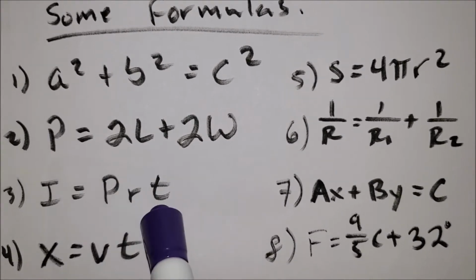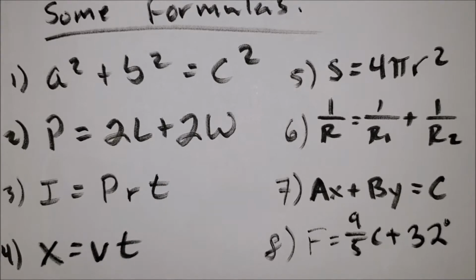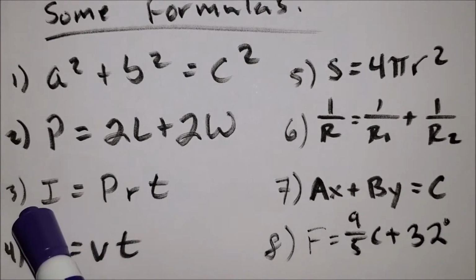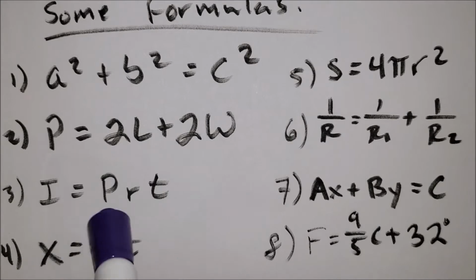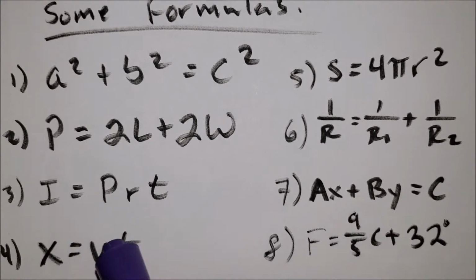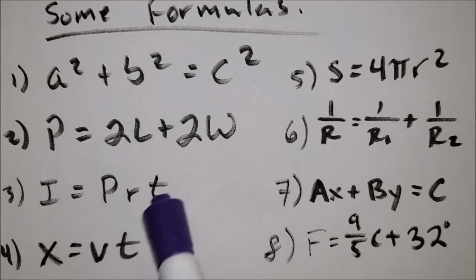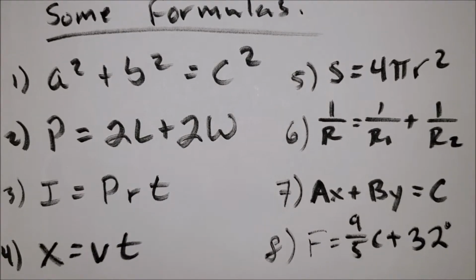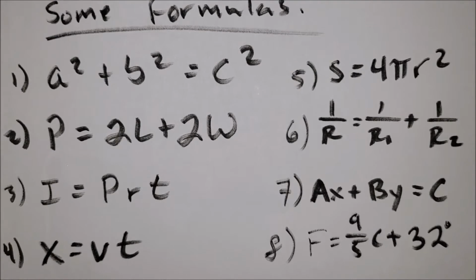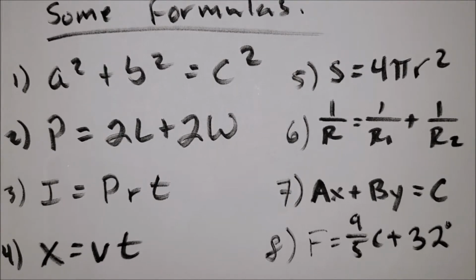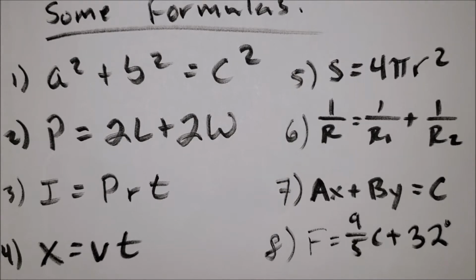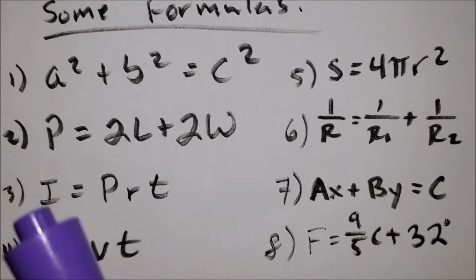I equals PRT is actually a simple interest formula, where I is the interest that you're paying, P is the principal amount of what the interest is being added onto, R is the rate as a decimal, and T is time, usually in months or years, depending on the way that this interest is being measured or calculated.